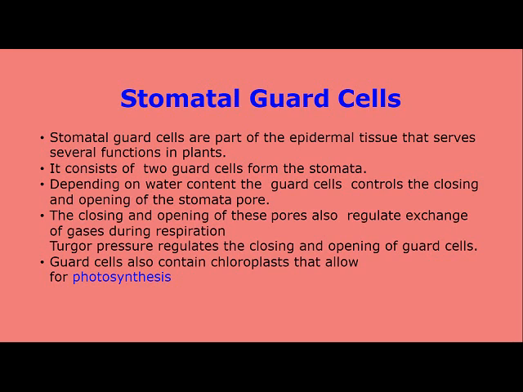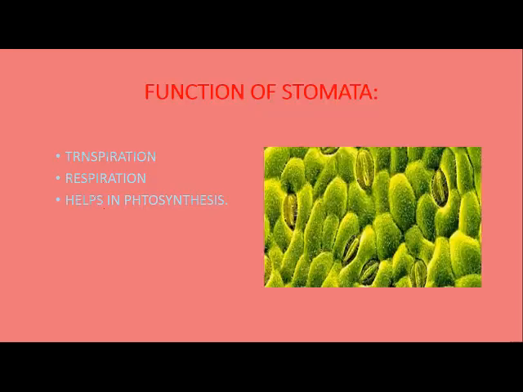Turgor pressure means the amount of water present in the guard cell, which helps to regulate the opening and closing of the guard cell. Guard cells also contain chloroplasts, and they help in the process of photosynthesis. Okay, children, the function of stomata: transpiration, respiration, and also helping in the process of photosynthesis.